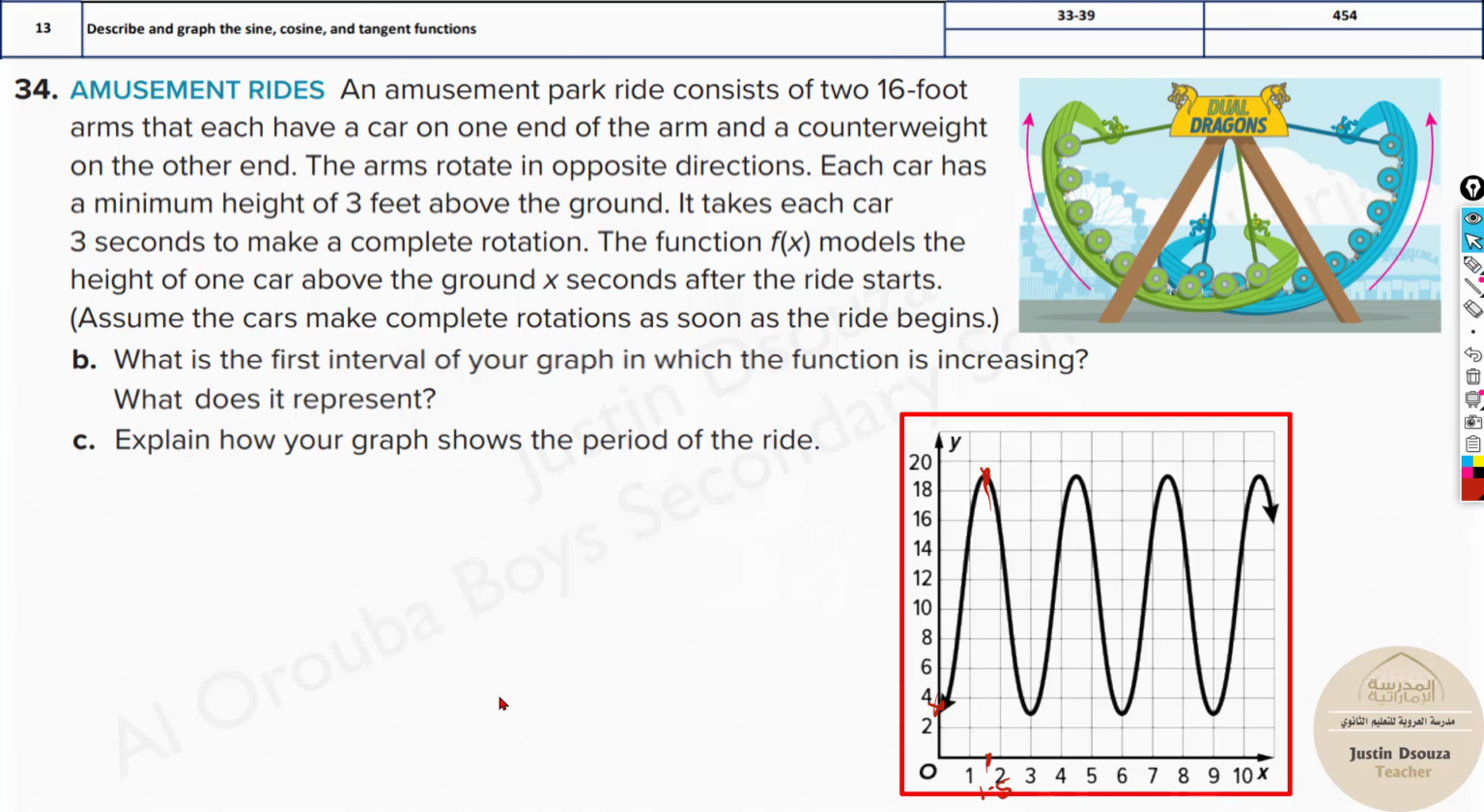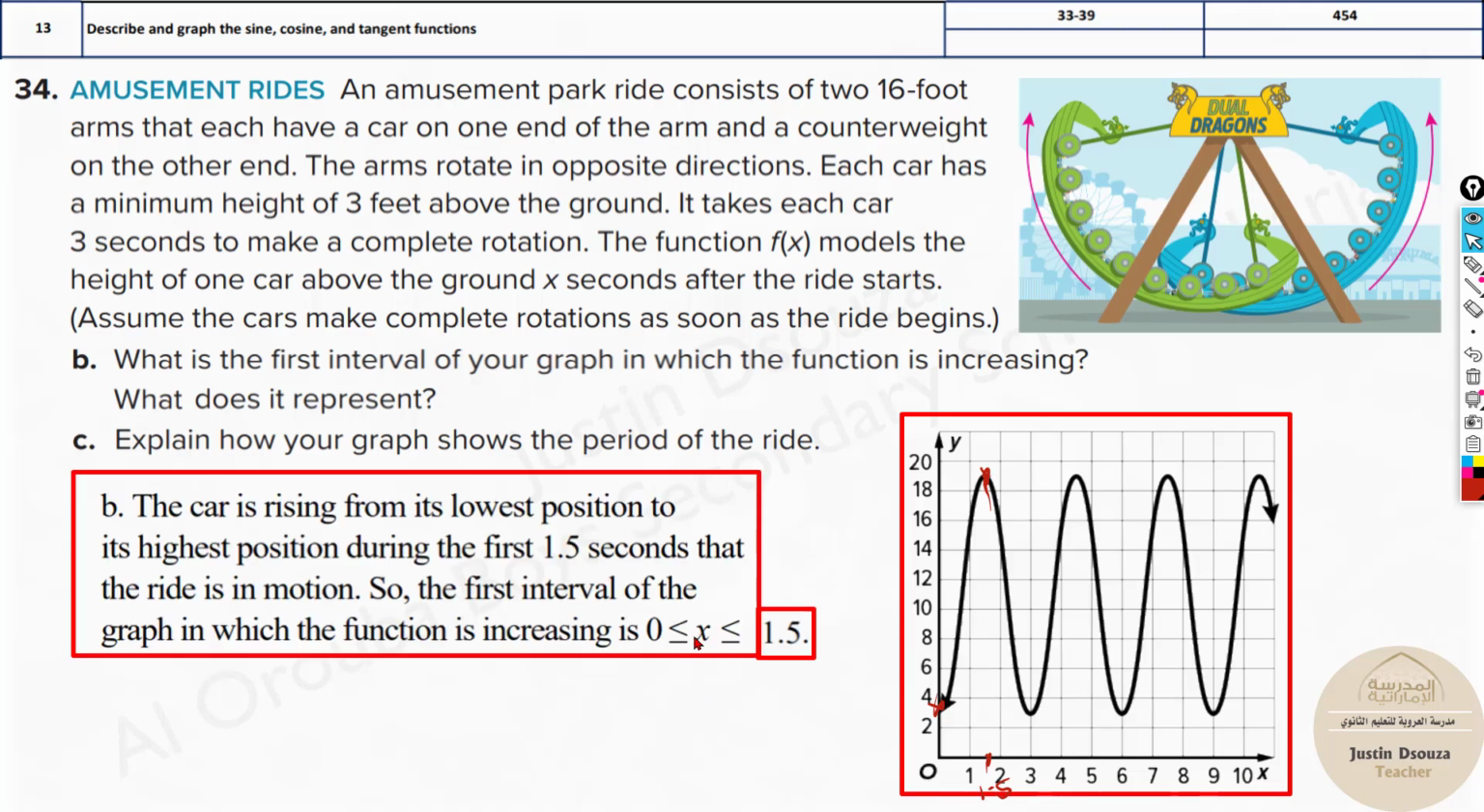So x is from 0 to 1.5, that's increasing, only the first interval they have asked. X is greater than or equal to 0 and x is less than or equal to 1.5. Or you can also write it like this, [0, 1.5] in terms of closed brackets. And it's better to write this format because generally the options will be like this.